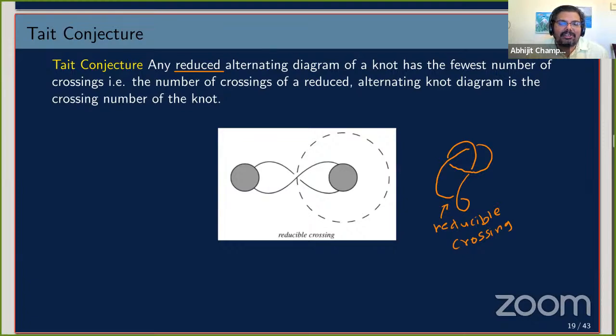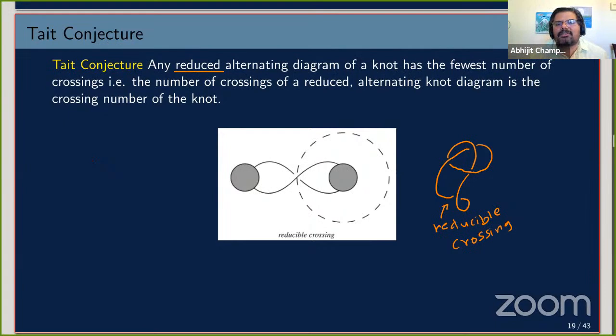So the Tait conjecture solves the crossing number question for alternating knots, which is really fantastic, because if you remember, the crossing number is the minimum number of crossings taken over an infinite set, all knot diagrams. And in general, it's a very difficult problem to solve. But Tait conjectured from his observations of playing around with so many knots that if you're reduced and alternating, then you cannot make any changes to the diagram to reduce the crossings.